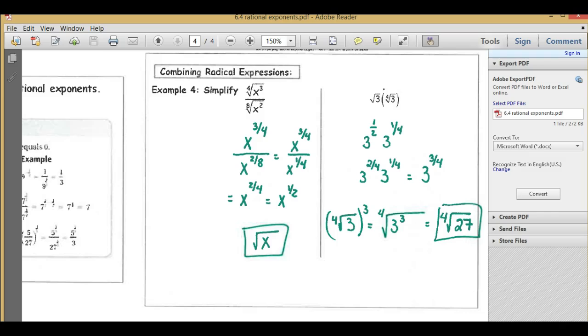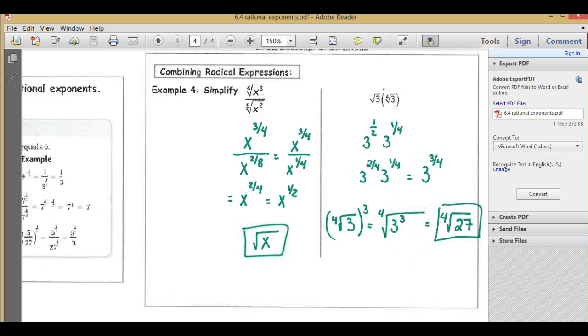If you saw this question on the last quiz, you would have said, hey, I can't simplify it, the indexes are different. However, we now know how to write those as fractions. And with fractions and exponents, we know we can use our exponent rules. So we write it as a radical, x to the 3/4 on top, x to the 2/8 on the bottom. Well, if I reduce the 2/8, I get 1/4. So I have x to the 3/4 on top, x to the 1/4 on the bottom.